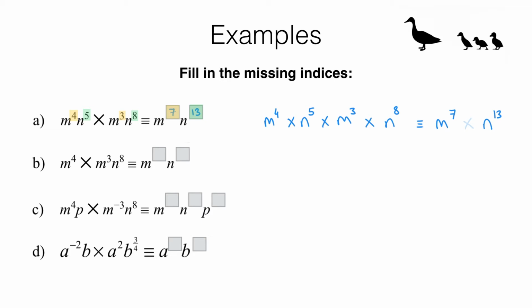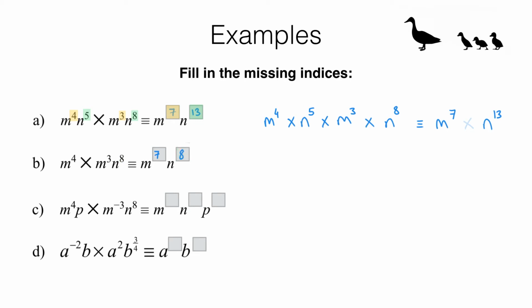Here are the answers. In question B, we've got m to the power of 4 multiplied by m to the power of 3 multiplied by n to the power of 8. Don't forget the invisible multiplication sign there. Now, m to the power of 4 multiplied by m to the power of 3 is m to the power of 7. And then if we multiply that by n to the power of 8, we end up with m to the power of 7, n to the power of 8.